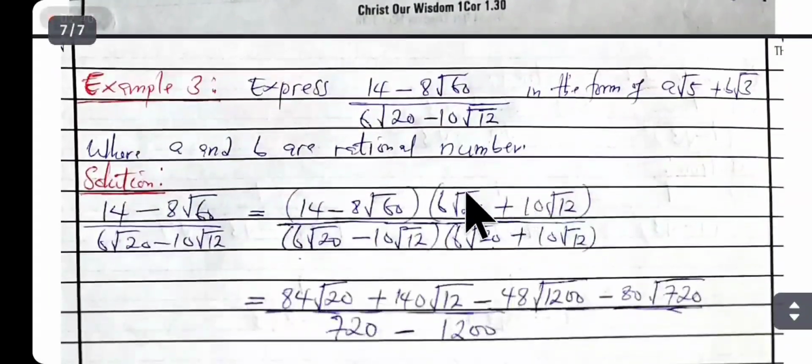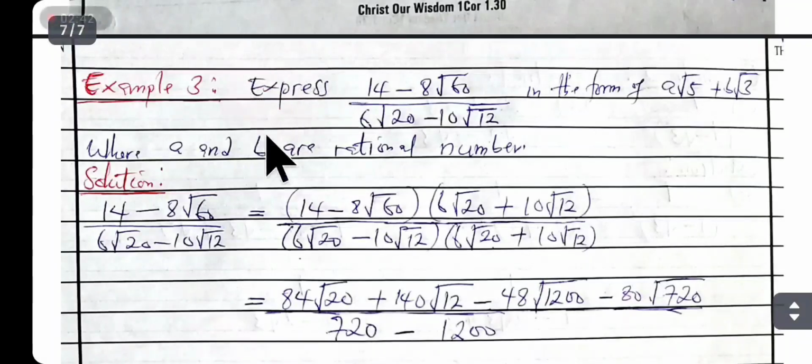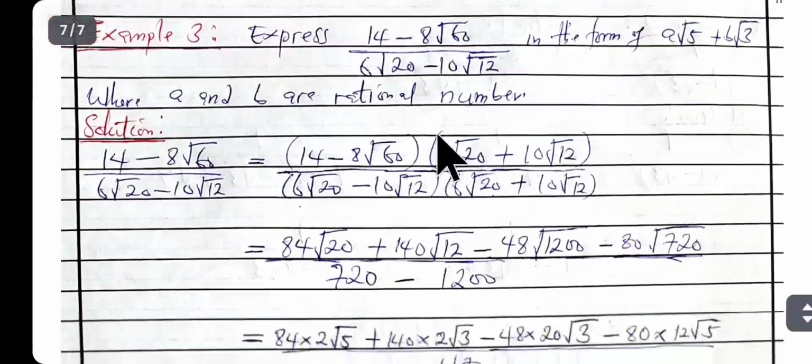All right, so example 3, express 14 minus 8 root 60 all over 6 root 20 minus 10 root 12 in the form of a root 5 plus b root 3, where a and b are rational numbers. So by the time you solve this problem, your answer should look like this. That is what they mean. Okay, so let's solve it together.